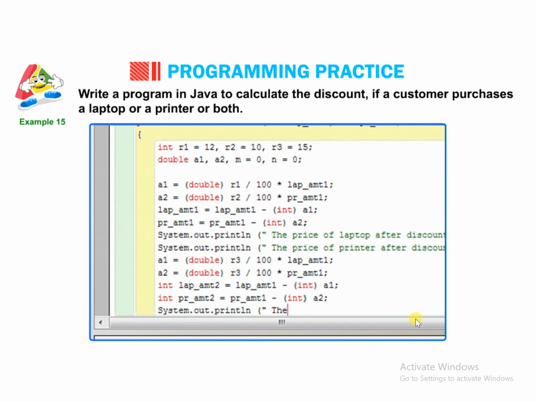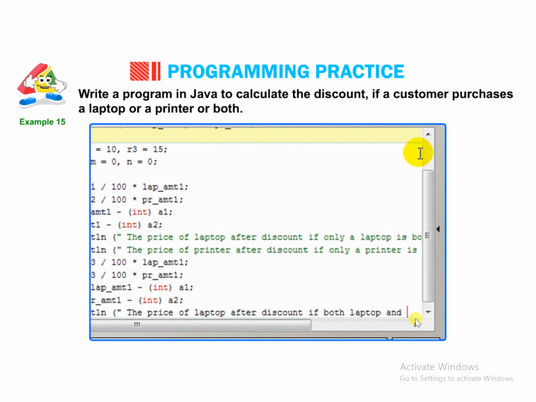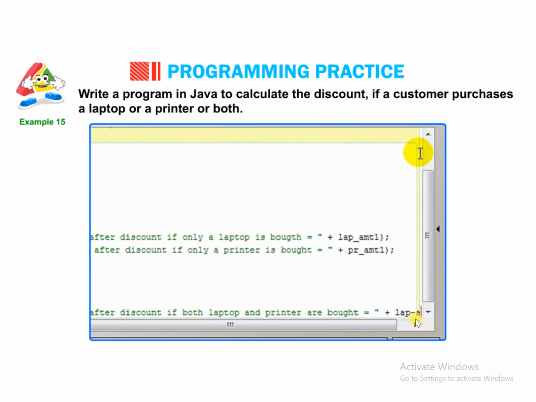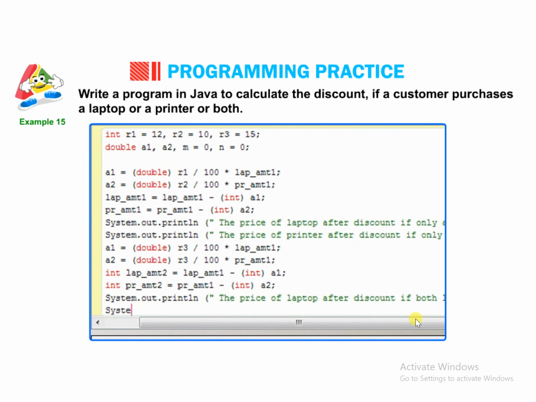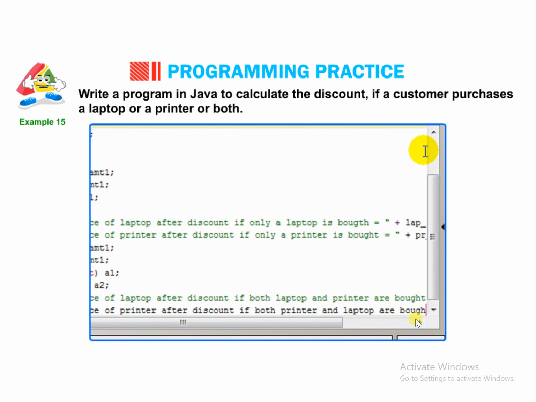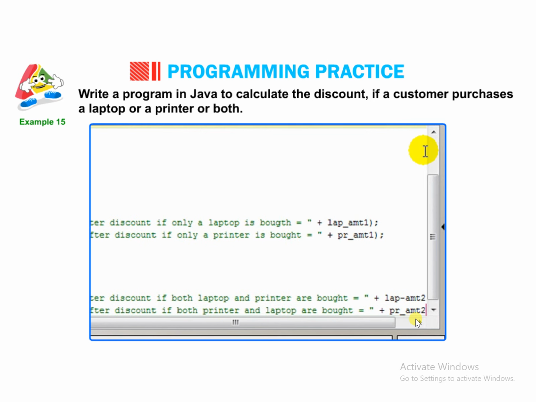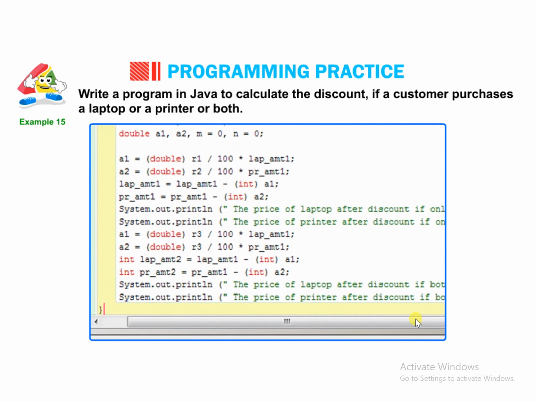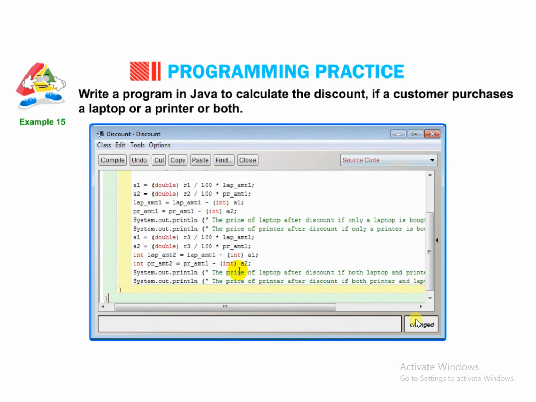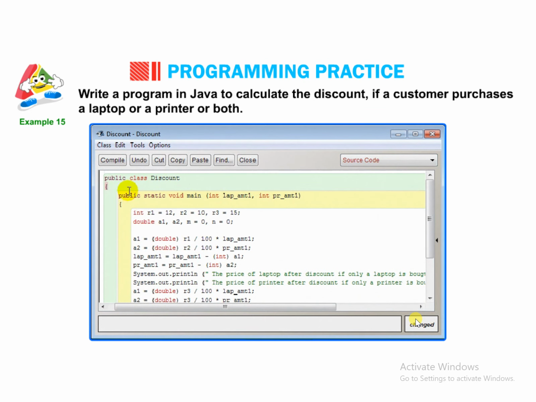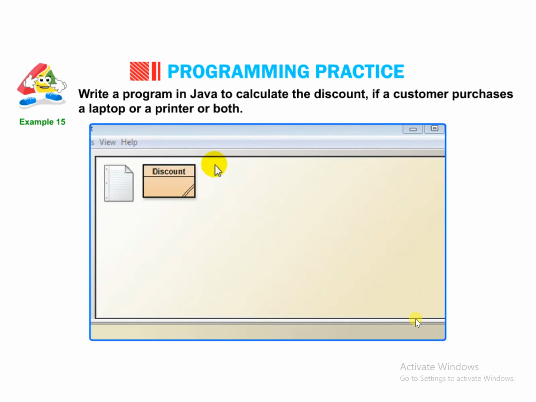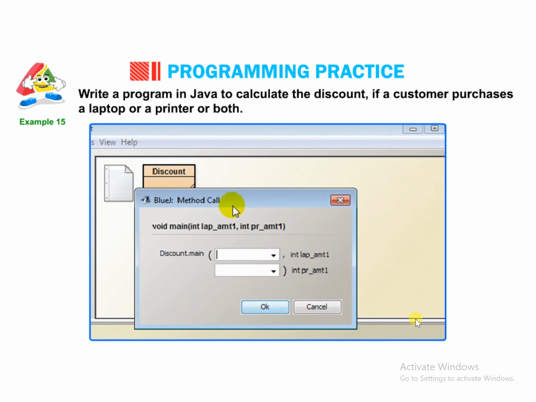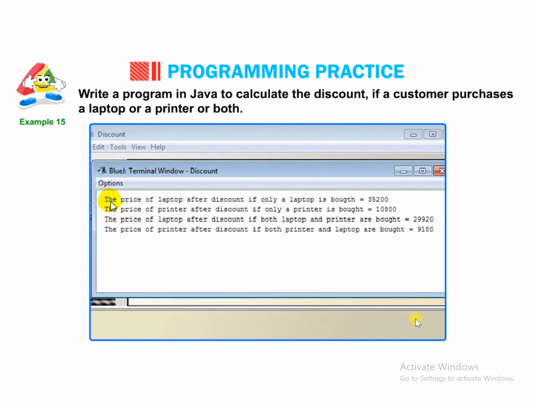System.out.println("The price of laptop after discount if both laptop and printer are bought is equal to " + lap_amount2); System.out.println("The price of printer after discount if both printer and laptop are bought is equal to " + price_amount2); } } Output.